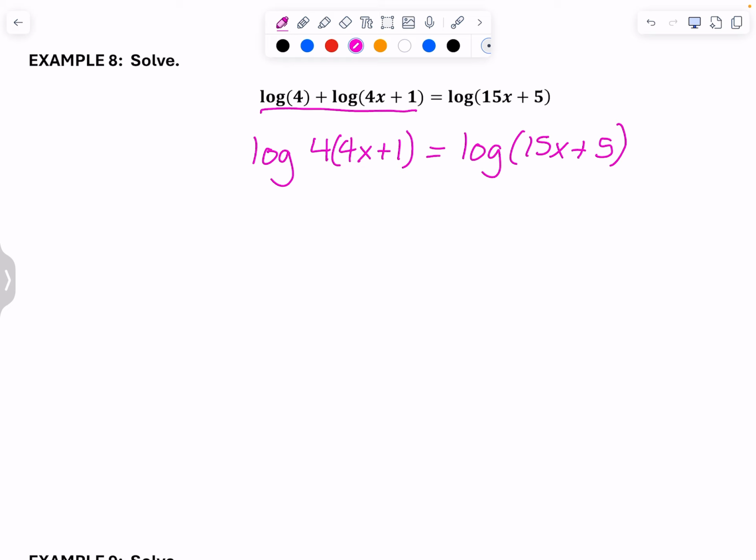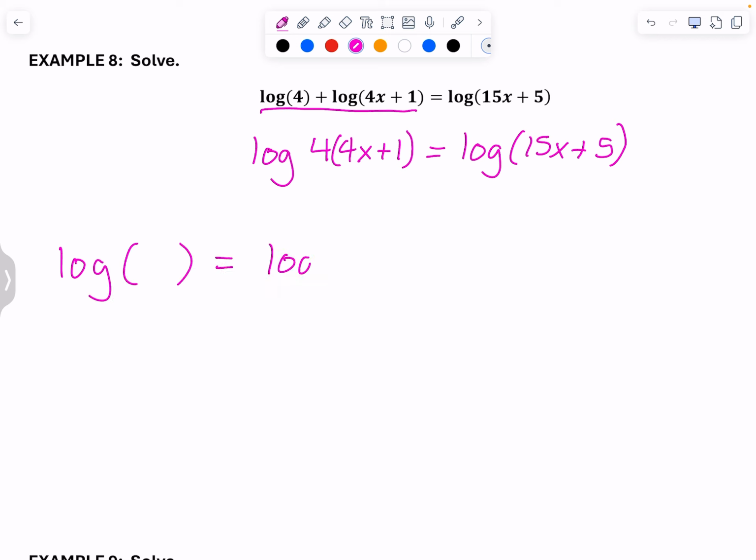So if it was a subtraction, you would have it dividing, so log of 4 over 4x plus 1. Take a look at the next problem. There's a minus. We'll deal with it. We'll get there. Try not to leave you hanging. So one thing I want you to think about here, and then I've got to point something out.